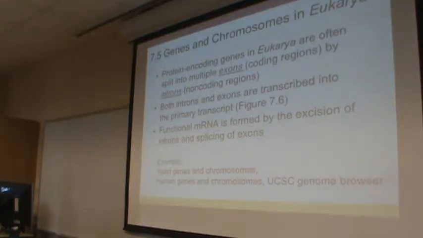In contrast to the operon and tight gene organization in the bacterial genome, most eukaryotic genes have introns and exons, so that makes a difference. In this case, the chromosome will also be in the nucleus. There will be a nuclear envelope separating the cytosol and the nucleus, and the mRNA has to be exported to the cytosol for translation to occur. So there's a maturation of mRNA.